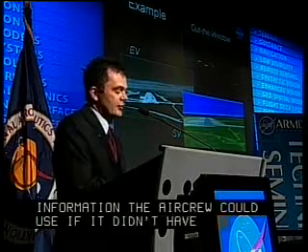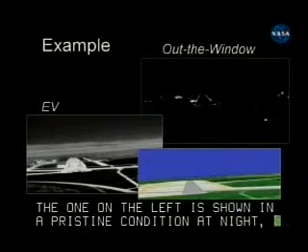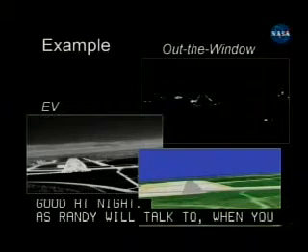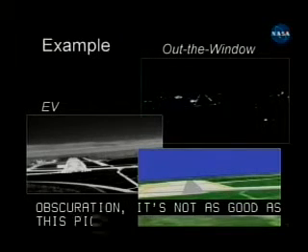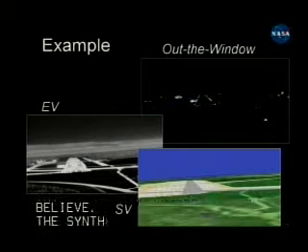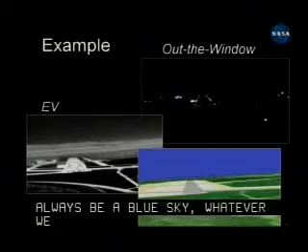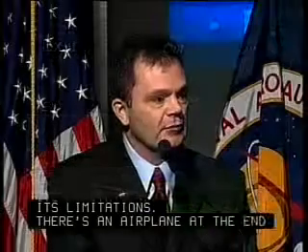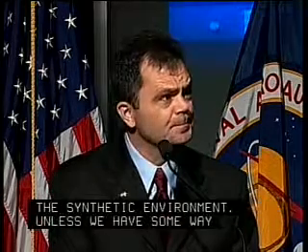is in night conditions. The FLIR is very good at night, but as Randy will talk to, when you get heavy rain or other obscurations, it's not always as good as this picture might let you believe. And then the synthetic environment, it's always going to be a blue sky or whatever we create. You know, it's going to be clear weather. It's completely independent of weather. But of course, it has its limitations too. For example, in this picture, there's actually an airplane down near the end of the runway, and that's not shown on the synthetic environment unless we have some way of bringing in that information and superimposing it. And I'll talk about that later. Next chart.